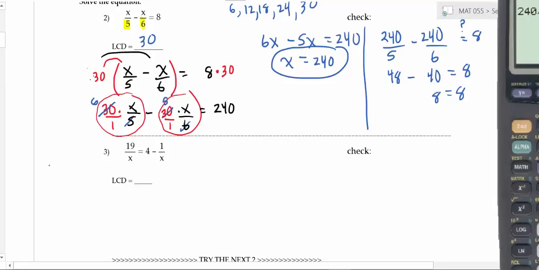So the way I look at number 3 is if you look at this part of the problem and if you look at this part of the problem, if you just multiplied by x over 1, what would happen to the x?